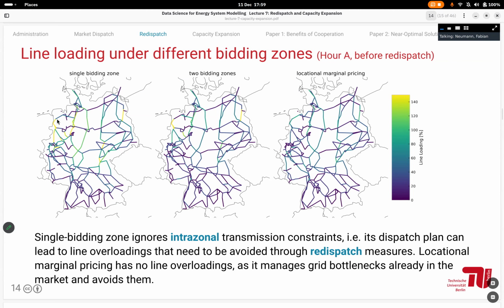So if you have a bottleneck here and you have flows from that point to that point, one way to resolve loading on the line, in a very simplified example, would be to reduce generation here and increase generation here. So you have some form of virtual transmission by moving the generation, but then not using the line that much after all. Yes, there's a question.